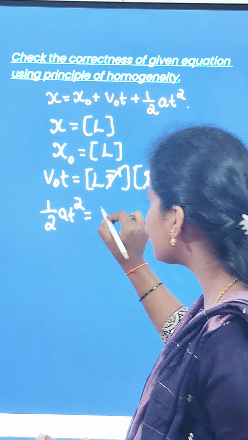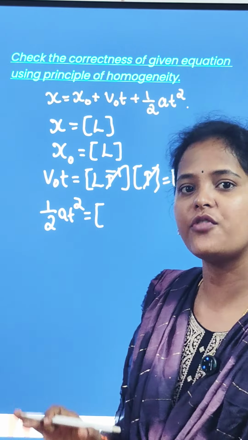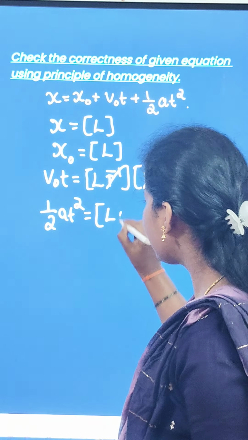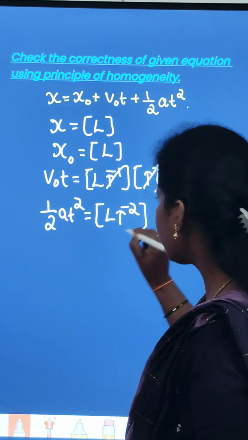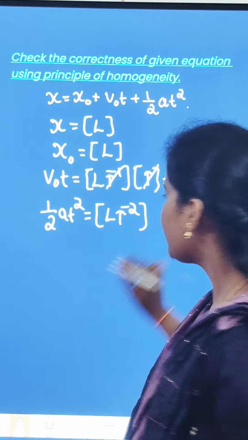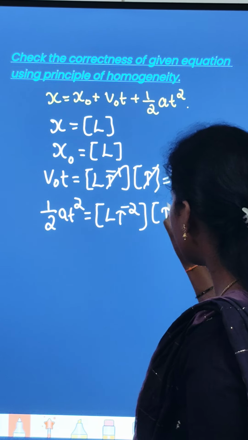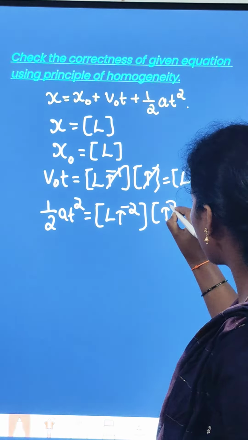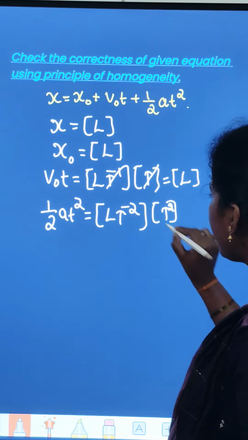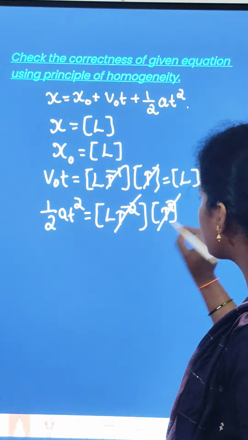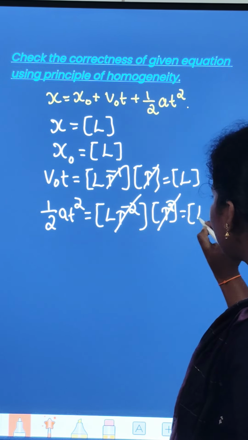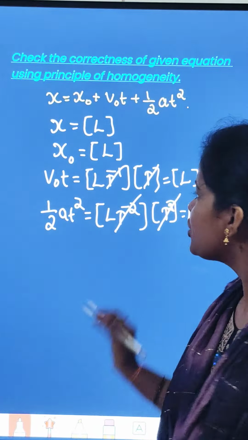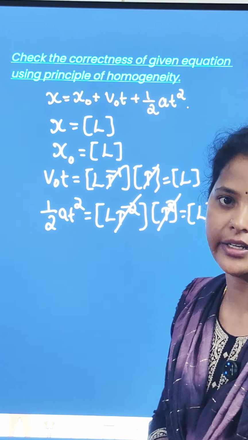So the next one is acceleration. What is the dimensional formula for acceleration? LT⁻². Correct? So now t² is there. The time dimensional formula is T, and the power is 2, so T². Now T⁻² and T² get cancelled. So the final dimensional formula is L. So this is the dimensional formula for ½at².